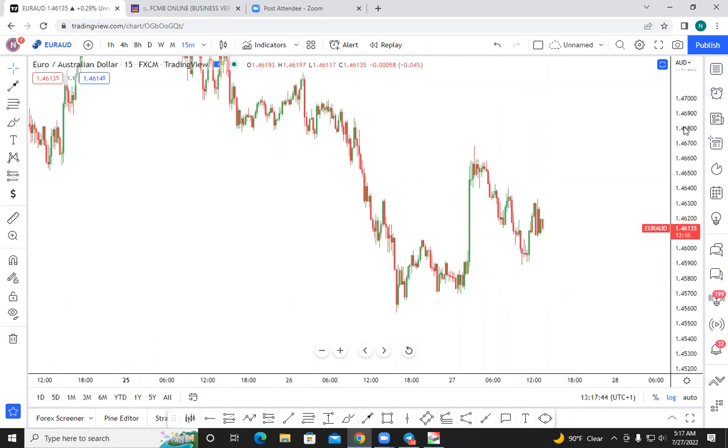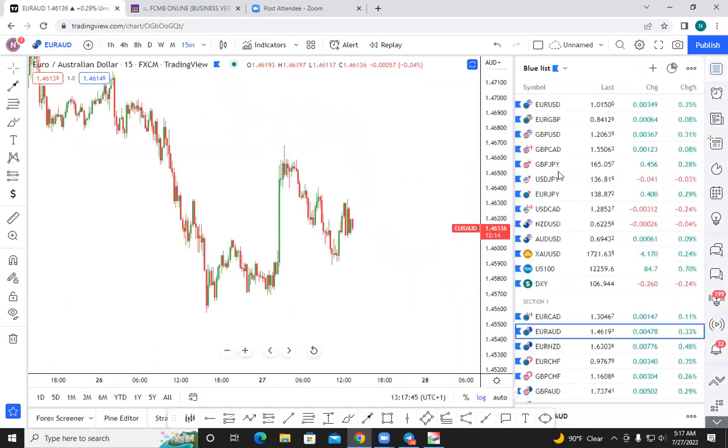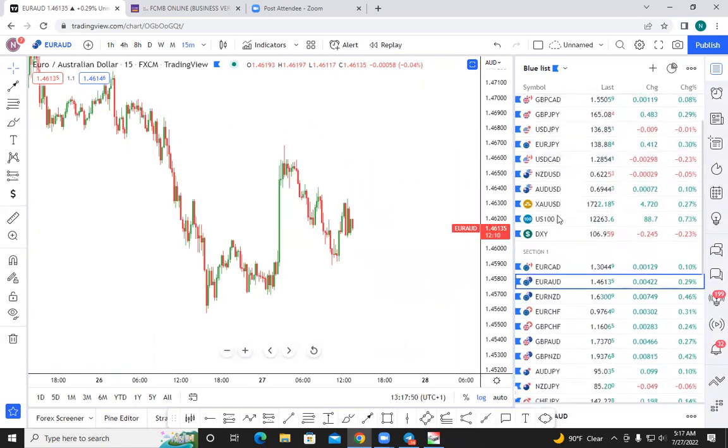Is that okay now? So that is it on GBP Euro AUD. Let's look at GBP AUD, last but not the least, guys.